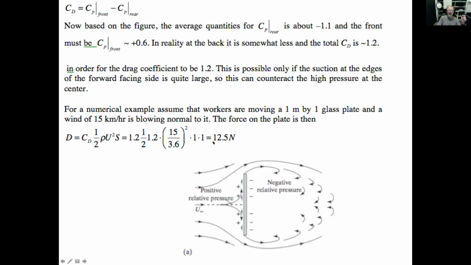So it's not much, but here you go. You can calculate that very easily. And you're going to compare fairly well with the actual result. Yeah?